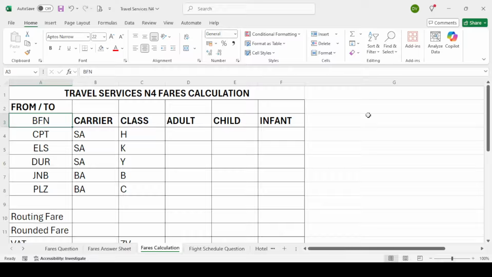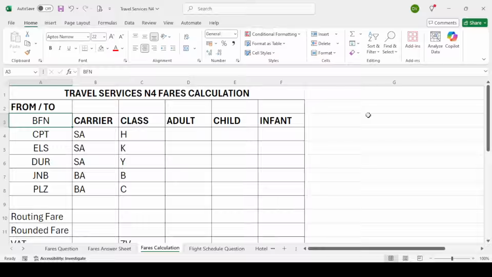Now, when you calculate fares, of course, you cannot do this without your fares handout. You are not allowed to take your own fares into the examination venue. So usually the fares are given to you in the question paper. It will be given as an addendum, and you're going to find the answers from there.